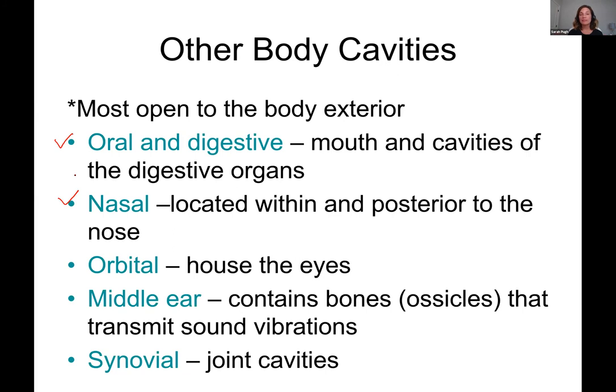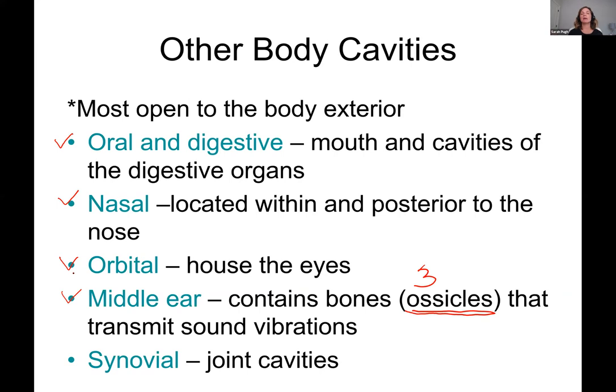Your orbital cavities, these are open to the outside. These house the eyes. And even your middle ear cavity. So the middle ear cavity contains little tiny bones. These are actually the smallest bones in the human body. You have 3 of them. And these help to transmit sound vibrations so that you can hear sound. But your middle ear is also open to the outside.